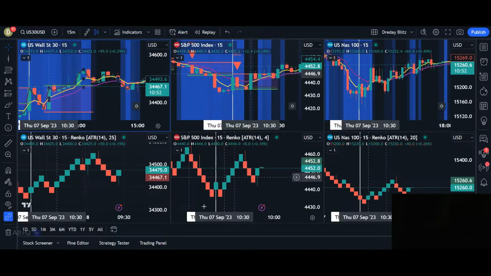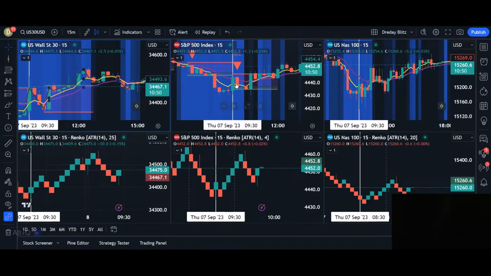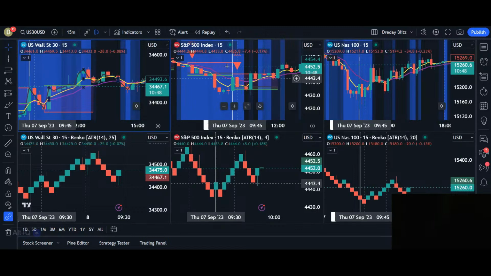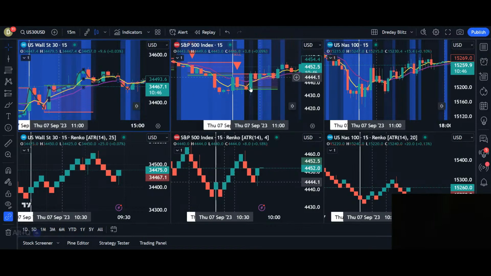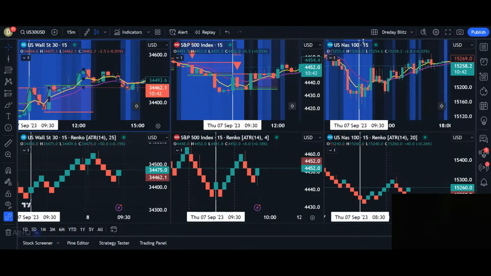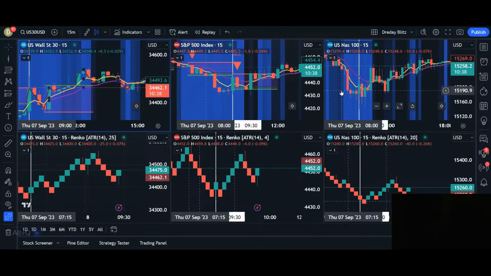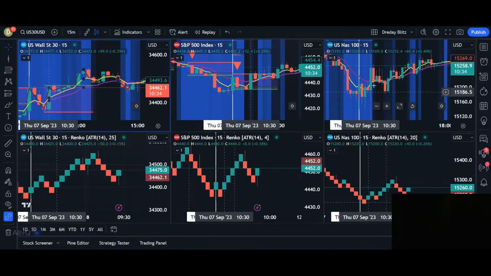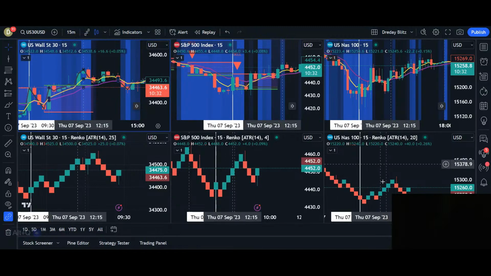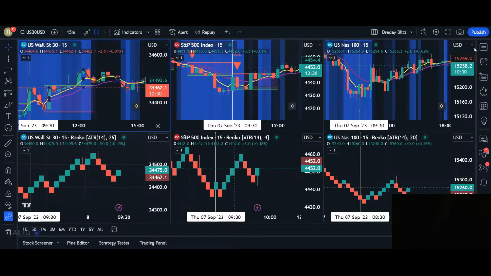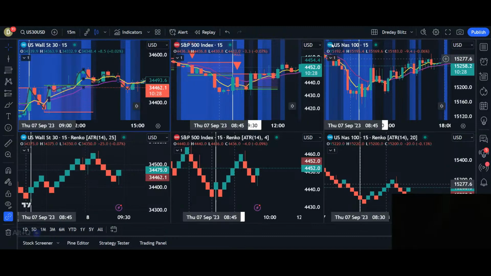Same thing for S&P 500. There was a downside move here. As you see, there was a sell, and then there was a buy signal here, and it went up in profit. Same thing for Nasdaq. There was a little bit of consolidation here, and then we had the move up, and it went long for the rest of the day.